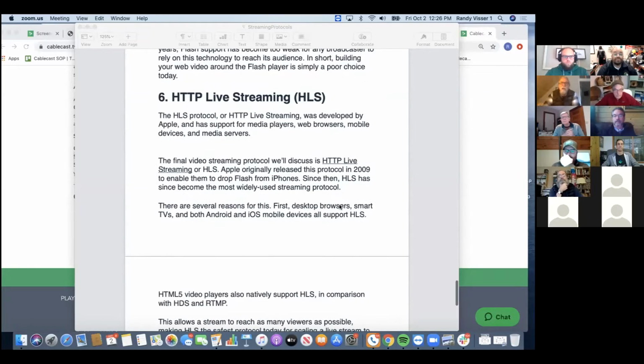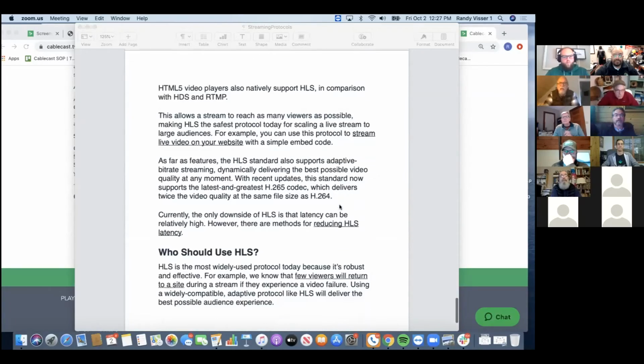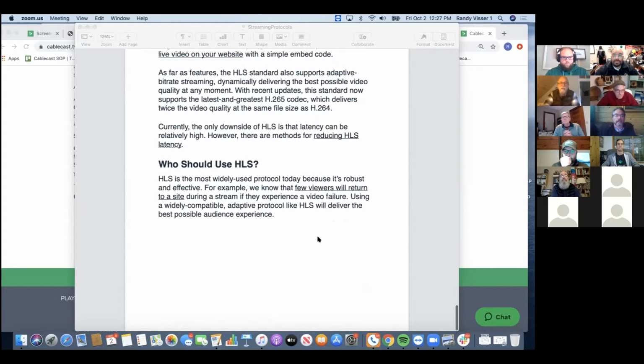This is an important one, HLS. HLS is Apple's protocol for streaming media. It's the particular protocol that we utilize in the Cablecast system. A lot of other systems use this as well. Again, there are some real advantages to HLS. A lot of that has to do with, well, as this person's describing, it's one of the most widely used protocols. It does have adaptive bit rate.